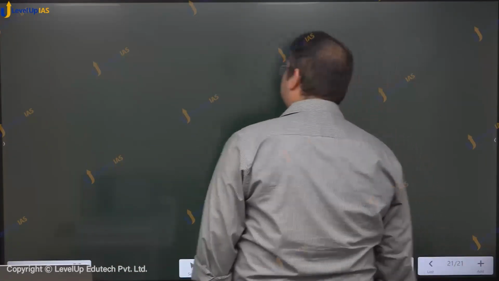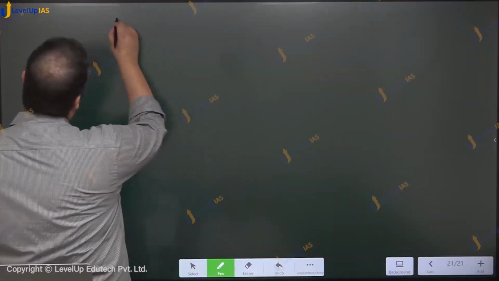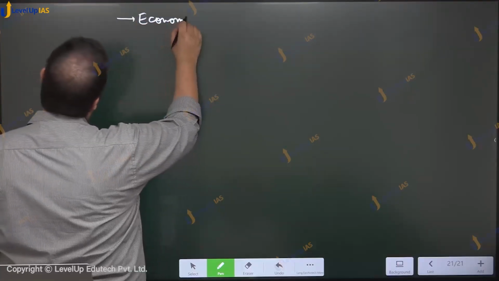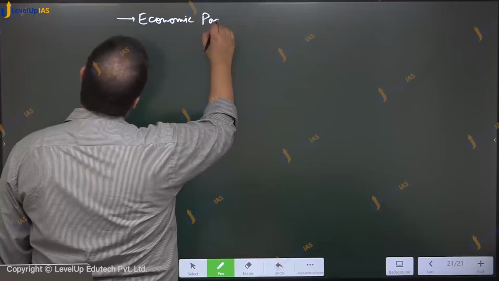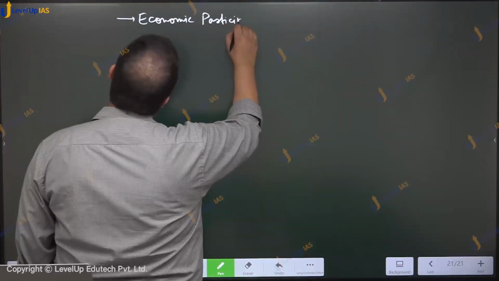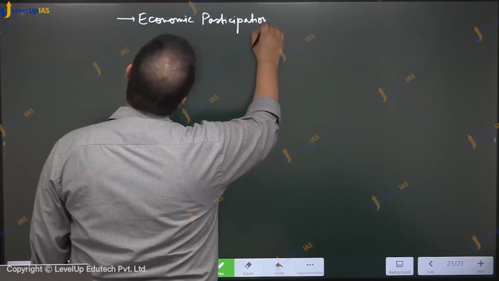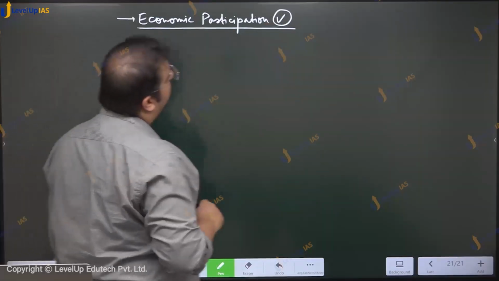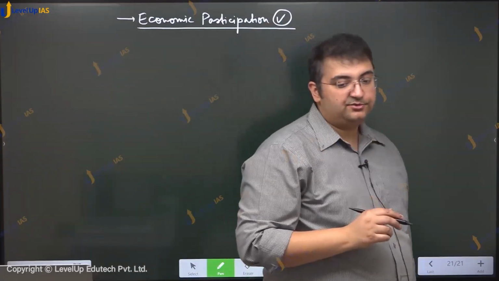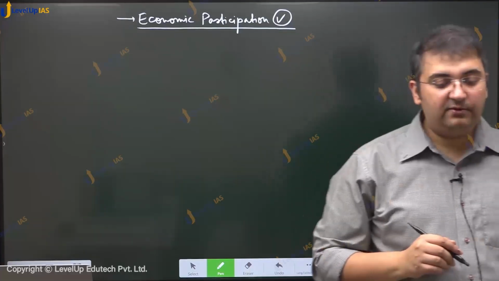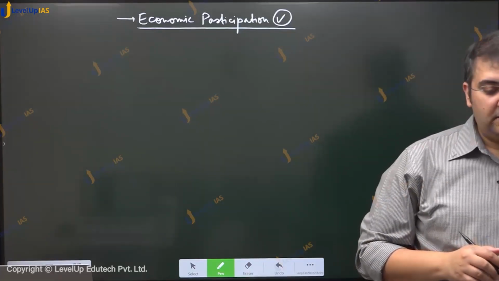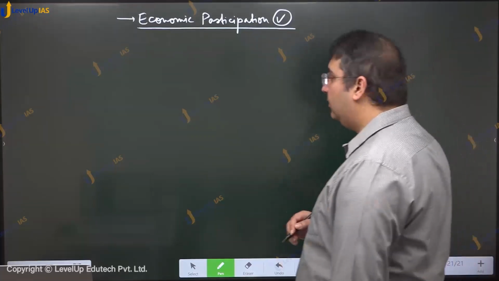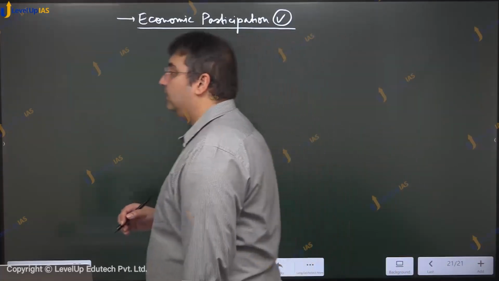Then there was no restriction on the economic participation of women. In fact, there were certain occupations which were performed exclusively by women, such as weaving or basket making or milking of cows or gathering of food produce, etc.